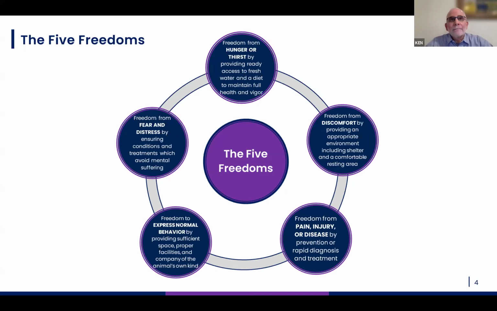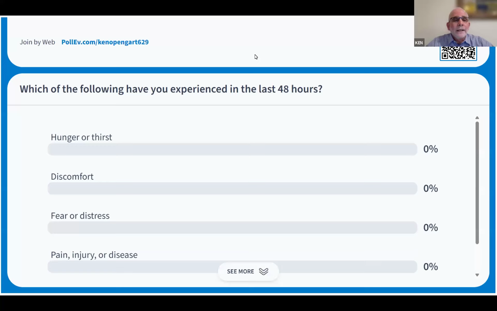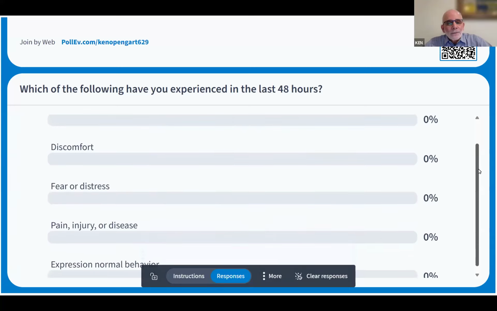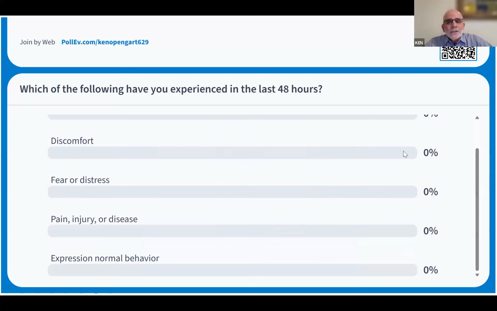But let me just maybe put things in perspective. And I'm going to try to make this interactive. So if you guys on the line would either type in that web address or use your phone with the QR code, you could answer for me: which of the following have you experienced in the last 48 hours? These 5 choices are the 5 domains, right?